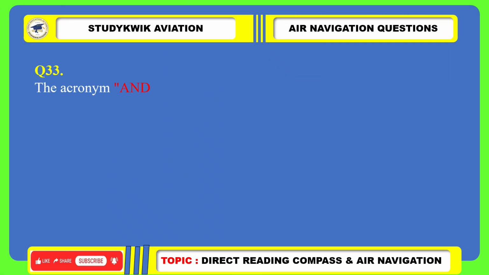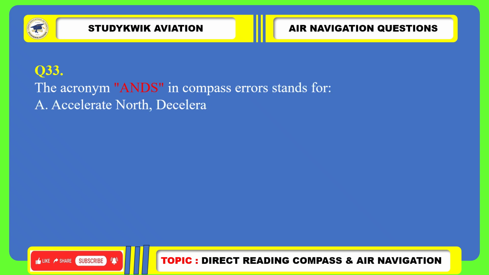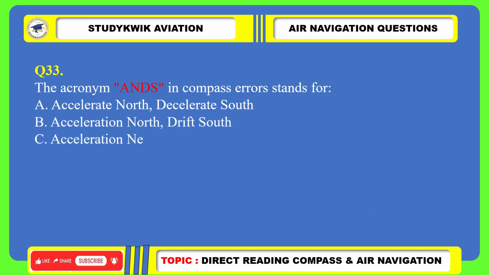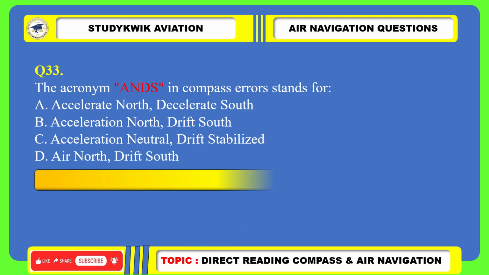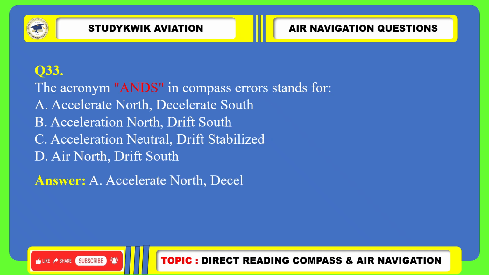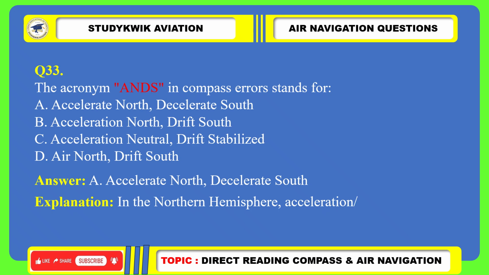Question 33. The acronym ANDS in compass error stands for accelerate north, decelerate south; acceleration north, drift south; acceleration neutral, drift stabilized; air north, drift south. The correct answer is A. Accelerate north, decelerate south. In the northern hemisphere, acceleration and deceleration produce north and south errors.